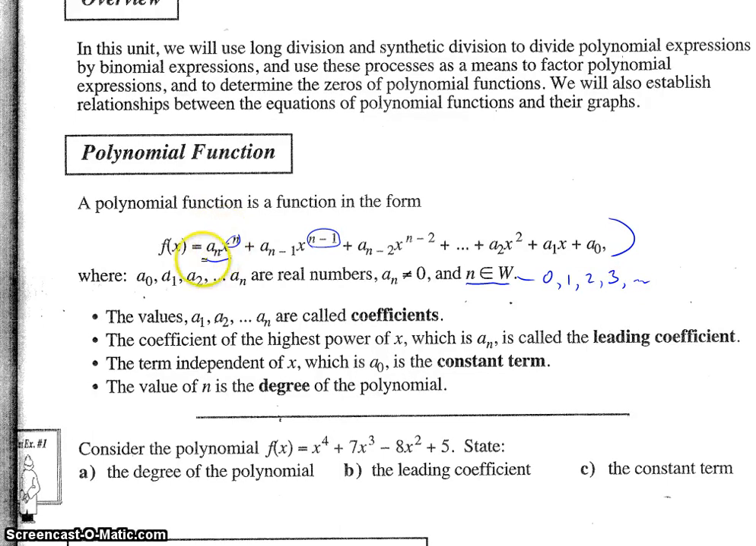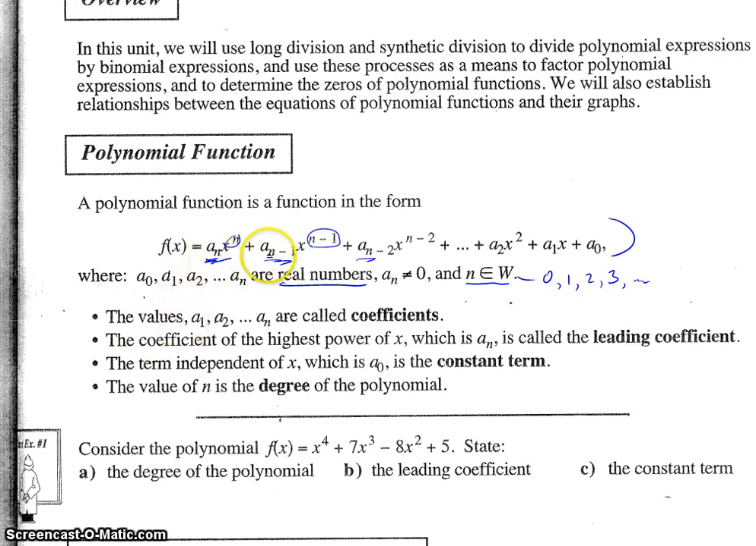The coefficients, the numbers in front of your terms, have to be real numbers. So really everything's a real number unless we tried to square root a negative. So not much restriction on that one. And then they say a_n cannot equal 0. In other words, this leading term, the highest degree on n, has to have a coefficient of some sort. Even if none's written, it's assumed to be 1.